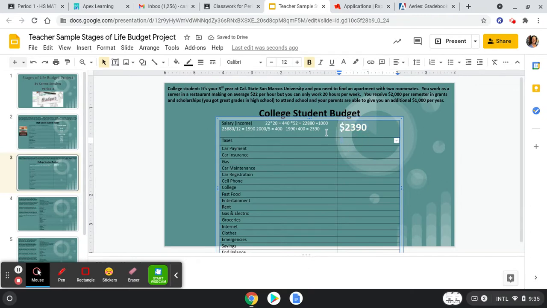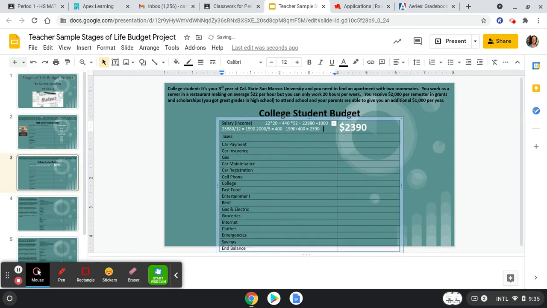Okay, taxes on that. Remember that an average number to deduct per person for taxes would be about 25%. So times 0.25, we're going to say that that's about $597.50. That's coming right off the top out of our paycheck.